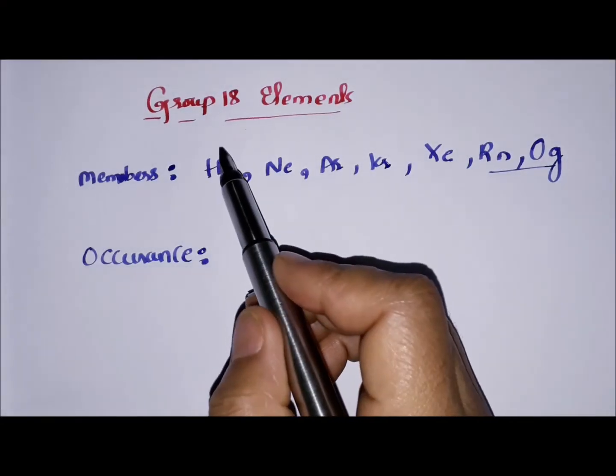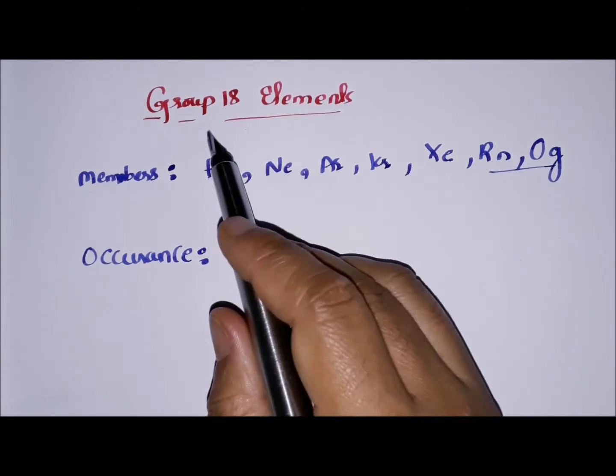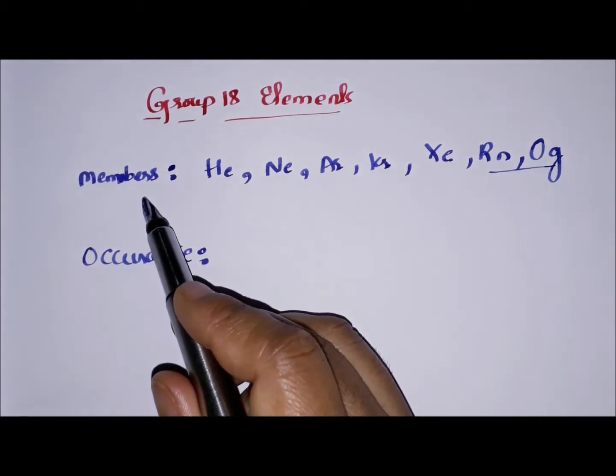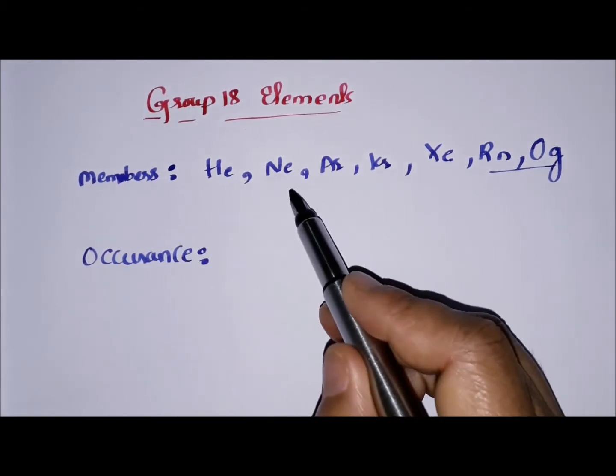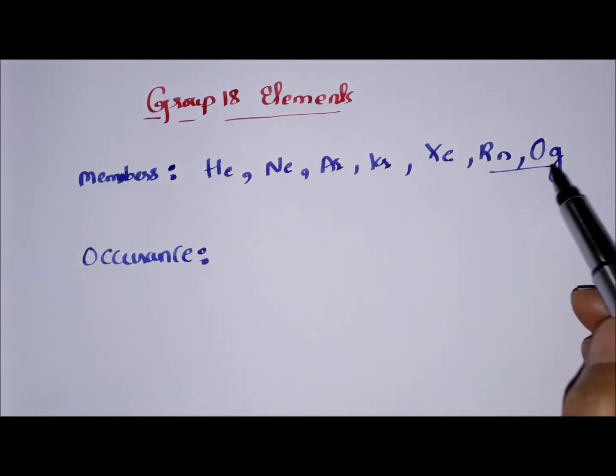This is the last video from the chapter the P block elements. So today we are going to discuss group 18 elements. First we'll start with the members. The members are helium, neon, argon, krypton, xenon, radon, oganesson.